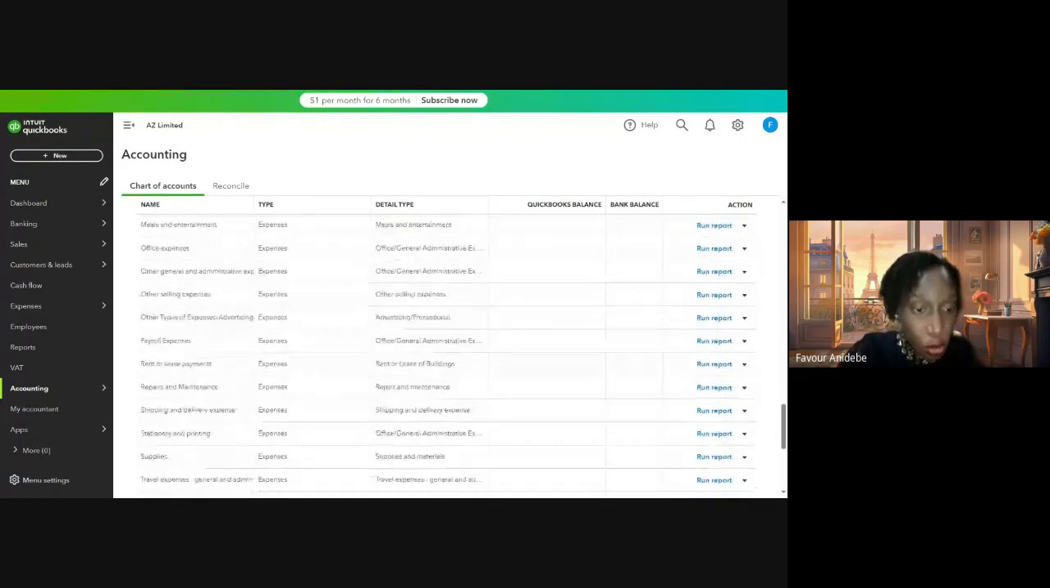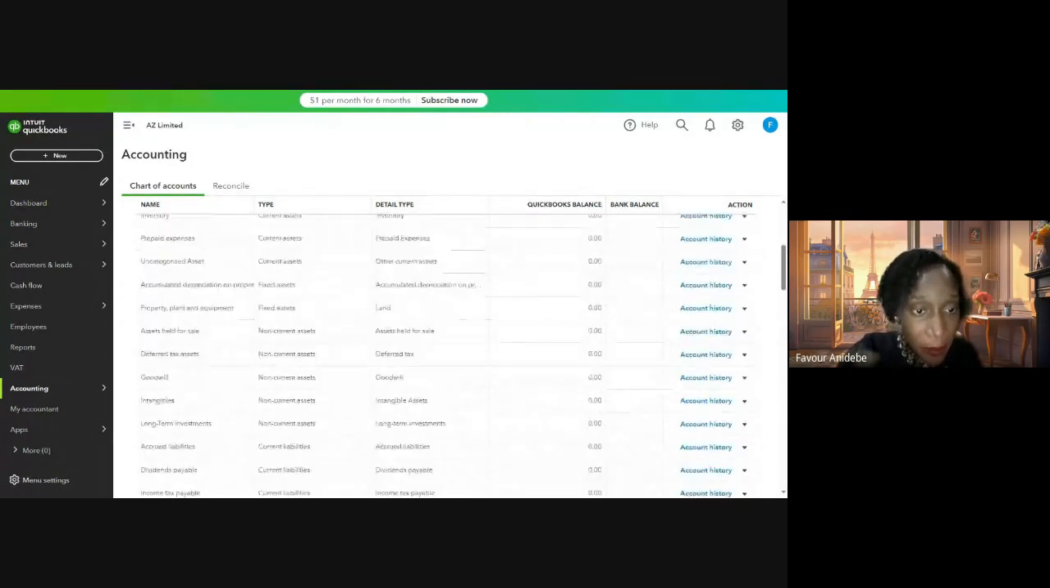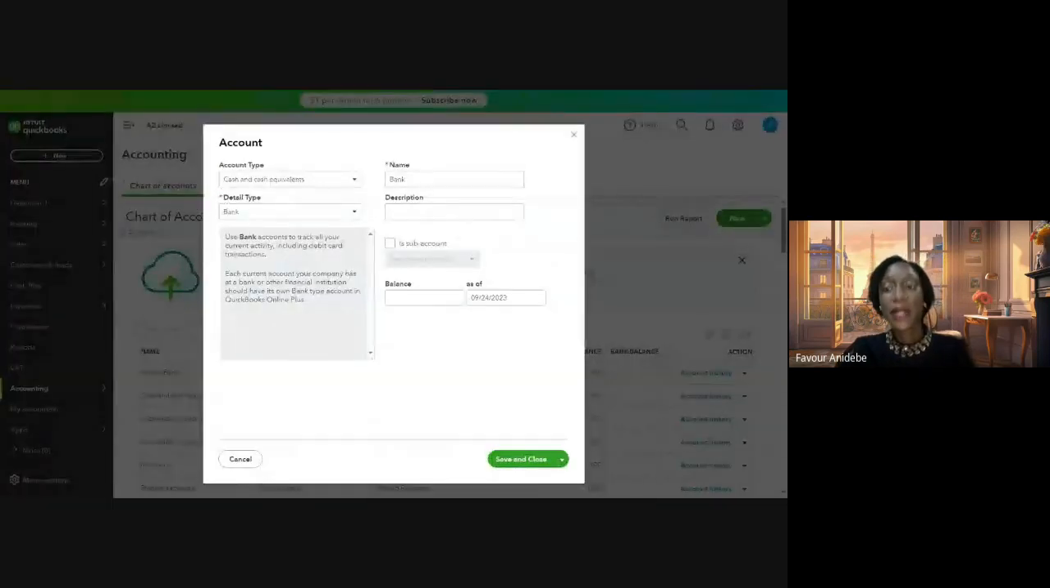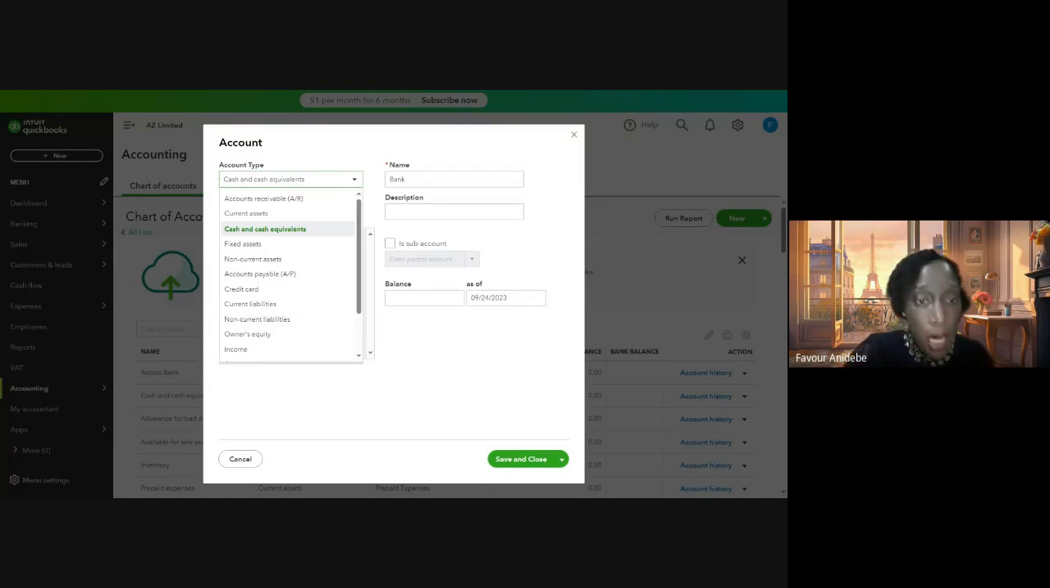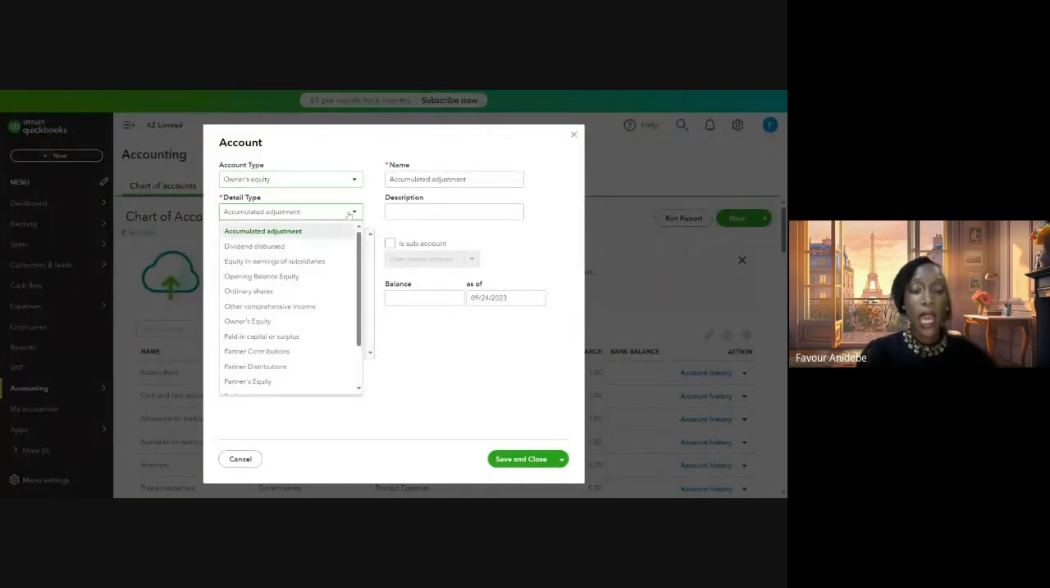So let's keep scrolling to know if we have any capital accounts. So there's no capital account. So what we do is just create a capital account, and it's still the same way. So you just come here. So capital account, what category does it fall under? What category in the financial statement does it fall under? It falls under owner's equity.